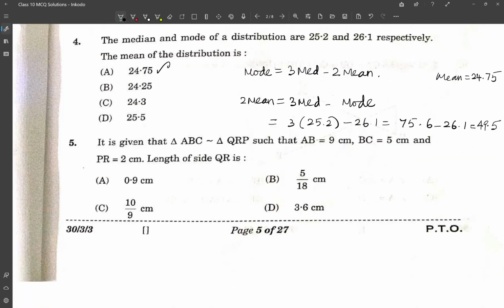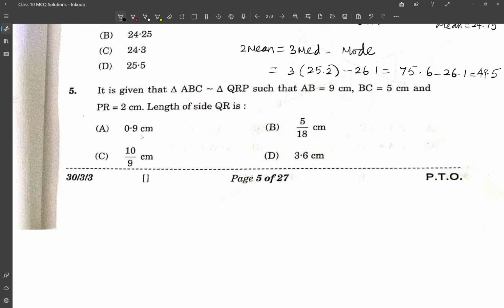On to the next question. It is given that triangle ABC is similar to triangle QRP. AB is equal to 9 centimeter. So what I'm going to do is, similarity is given, so I'm going to take the corresponding sides that are proportional. So AB by QR is equal to BC by PR, which is equal to AC divided by PQ.